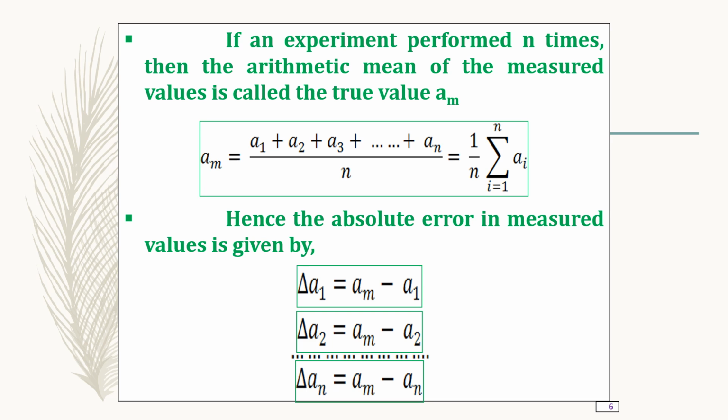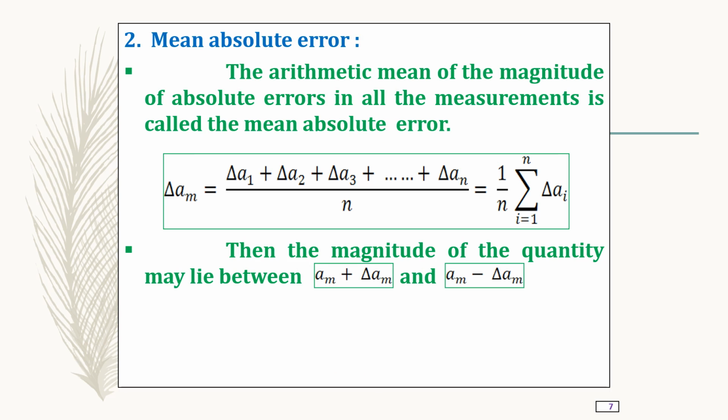Mean absolute value. The arithmetic mean of the magnitude of absolute value in all the measurements is called the mean absolute error. So delta A_m is equal to (delta A1 + delta A2 + ... + delta An) divided by n, which is equal to 1 by n times the summation from i equals 1 to n of delta A_i. Then the magnitude of the quantity may lie between A_m plus delta A_m and A_m minus delta A_m.